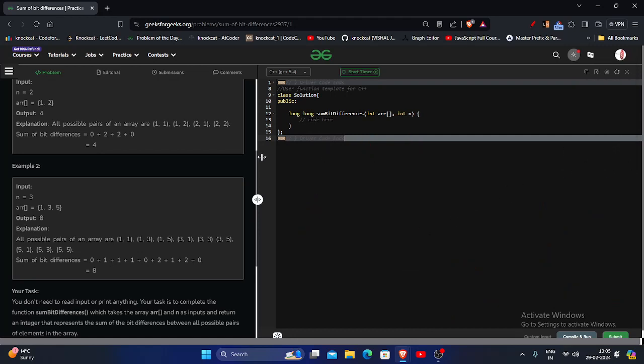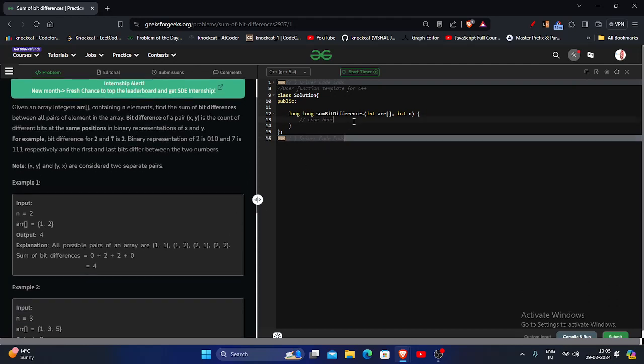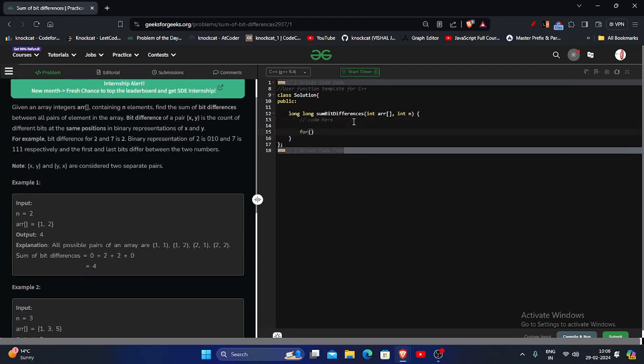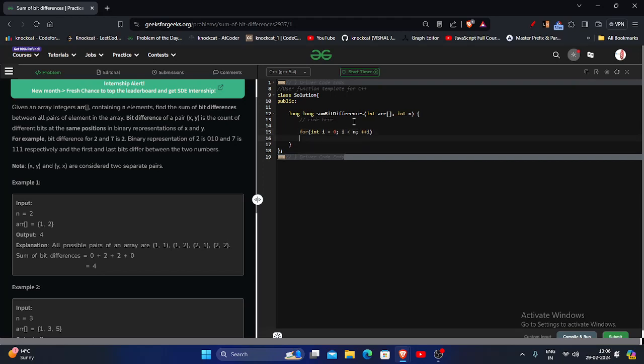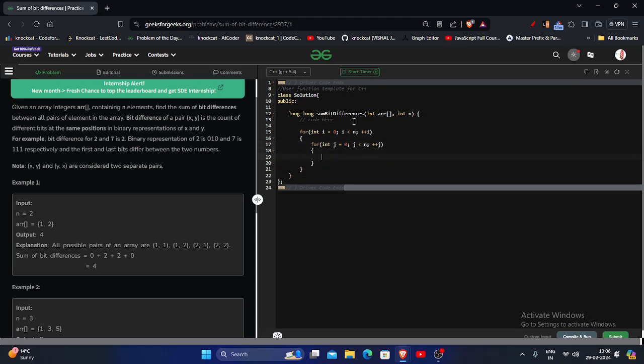So the brute force would be simply that we can iterate for each and every pair. I will just write a simple code. Let's say you will iterate for i equal to 0 to n, and you will also do an iteration for j over n. Why do I start from 0? Because 1 with 1 is also a pair, and you can just calculate bits at each position.